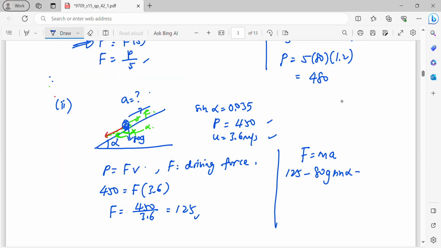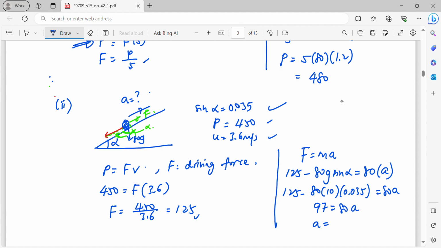Now the right hand side, the M remains as 80, the A is unknown. So from here I will get 125 minus 80 times 10, the g is 10, times sine alpha which is given 0.035, equals 80A. The left hand side, when you calculate, you will get 97. Then the right hand side is 80A, therefore your A is 97 divided by 80, and at last you'll be getting 1.21 meters per second squared. So this is the solution for part 2.